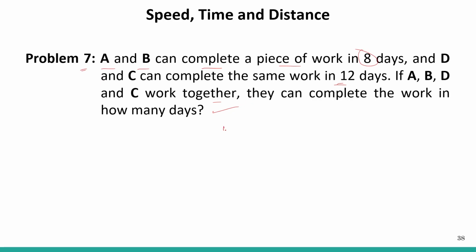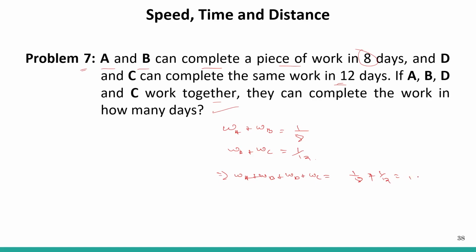Given to us that WA plus WB is equal to 1 by 8, that is the work rate of A plus the work rate of B is equal to 1 by 8. And given that WD plus WC is equal to 1 by 12. So this implies that WA plus WB plus WD plus WC is equal to 1 by 8 plus 1 by 12. So this is equal to, so 12 into 8 is equal to what?